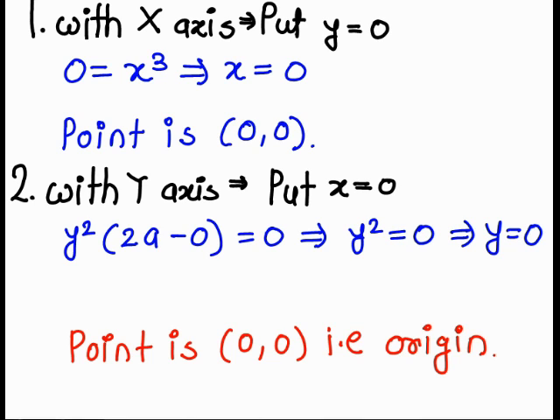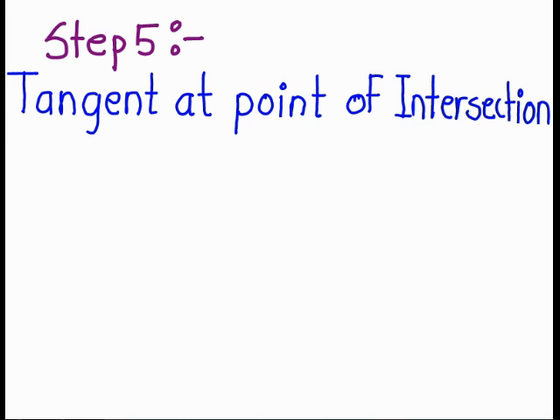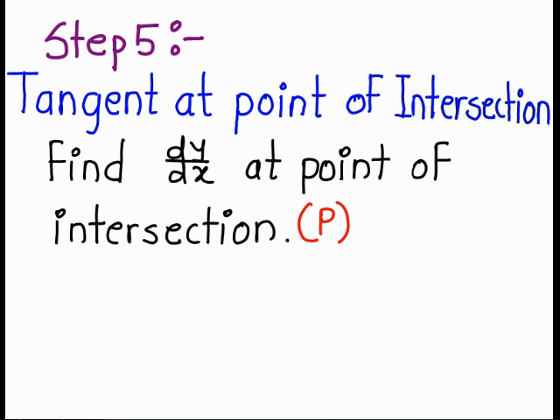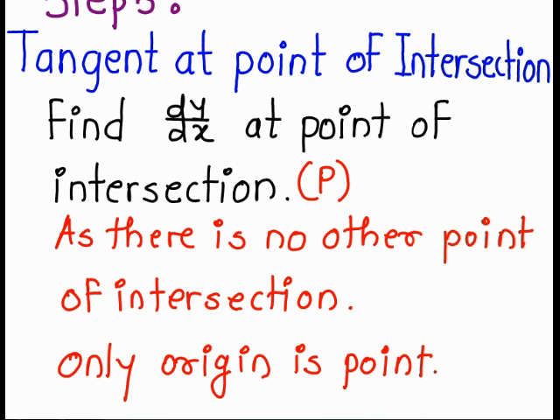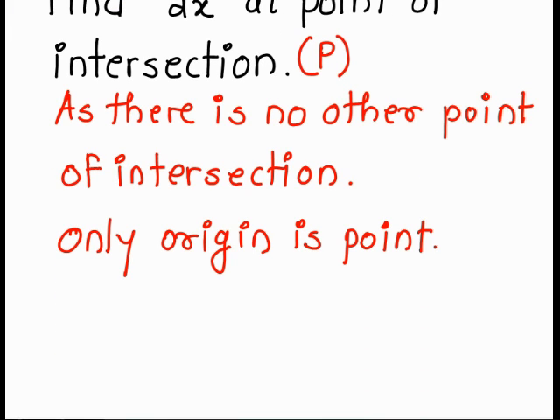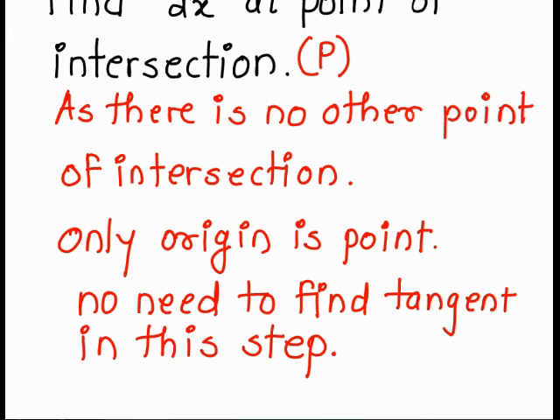In the previous video and the previous step, we understood how to find that the origin is on the curve, and the tangent at that particular point. For this particular example, there is no other point of intersection, only the origin is a point. So we can't find any tangent at this particular step.